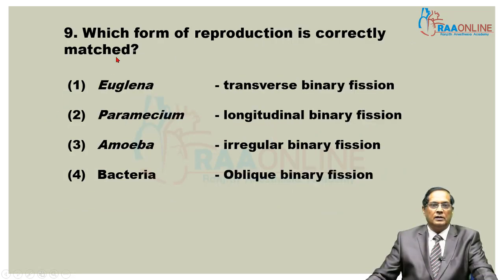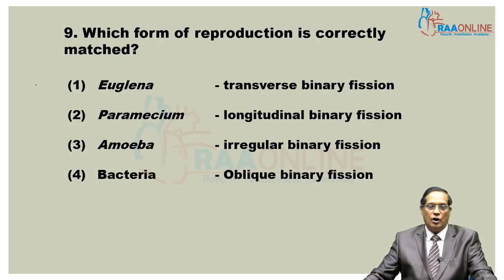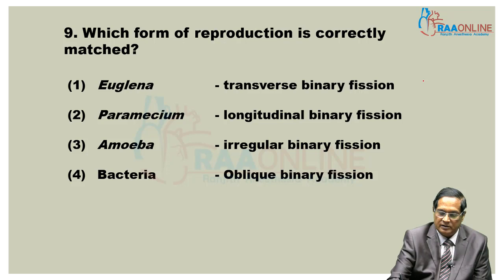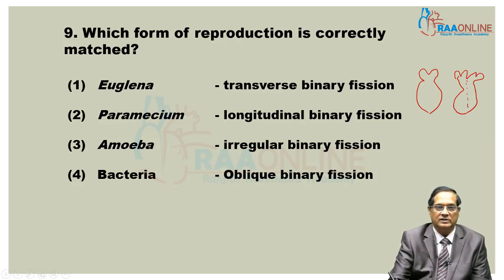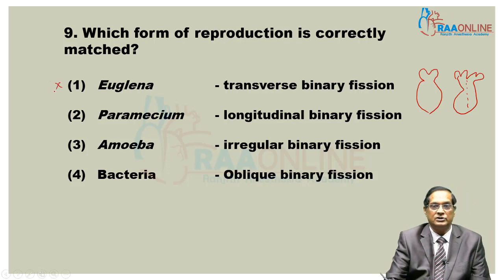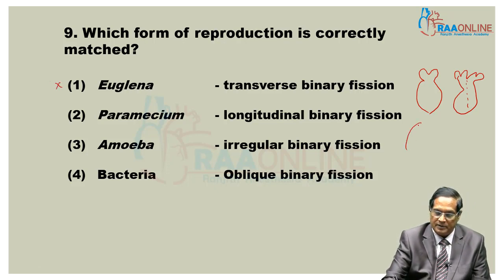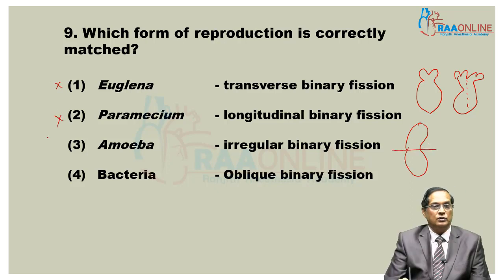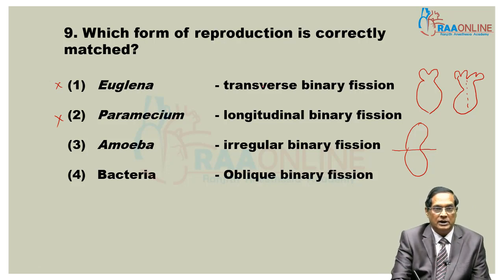Question number 9. Which form of reproduction is correctly matched? All these perform binary fission. In Euglena, longitudinal binary fission takes place. That is, the cell divides in length. So first option is incorrectly matched. Paramecium looks like this and it divides transversely. So this is also wrong. Euglena divides longitudinally, but Paramecium divides transversely. So both are wrongly matched.